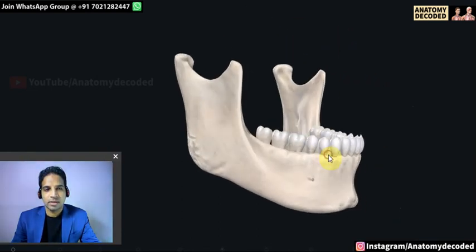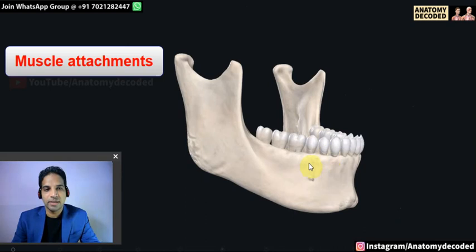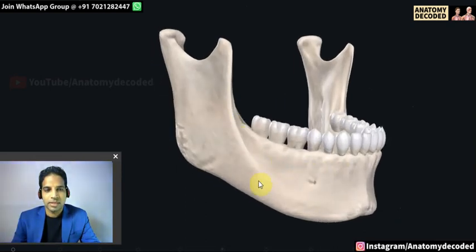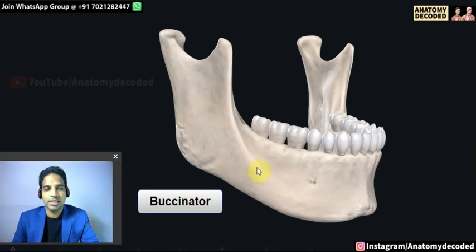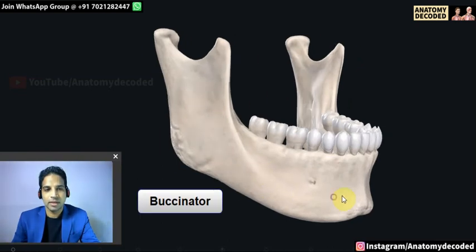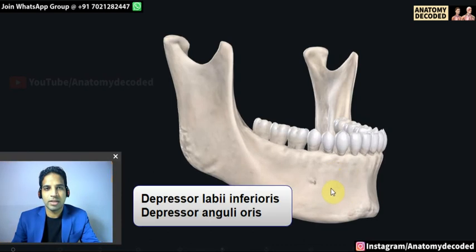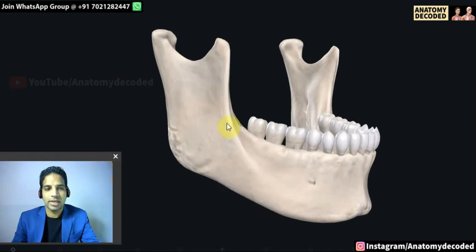Now let's learn about the muscle attachments of the mandible. This oblique line which we can see here gives attachment to the buccinator muscle. Then there are some facial muscles which are attached here: the depressor labii inferioris and depressor anguli oris. Then on the outer aspect of the ramus of the mandible, there is a muscle called masseter. It's a muscle of mastication.